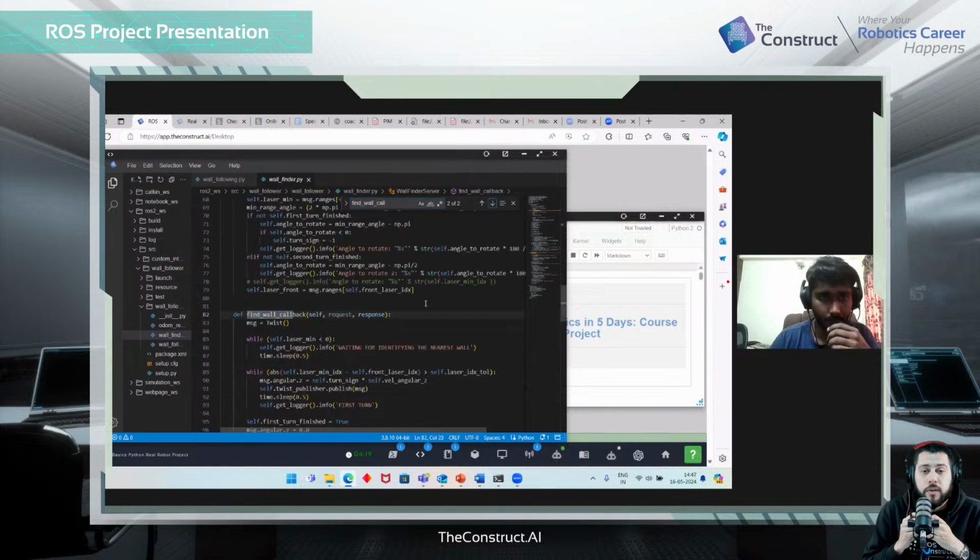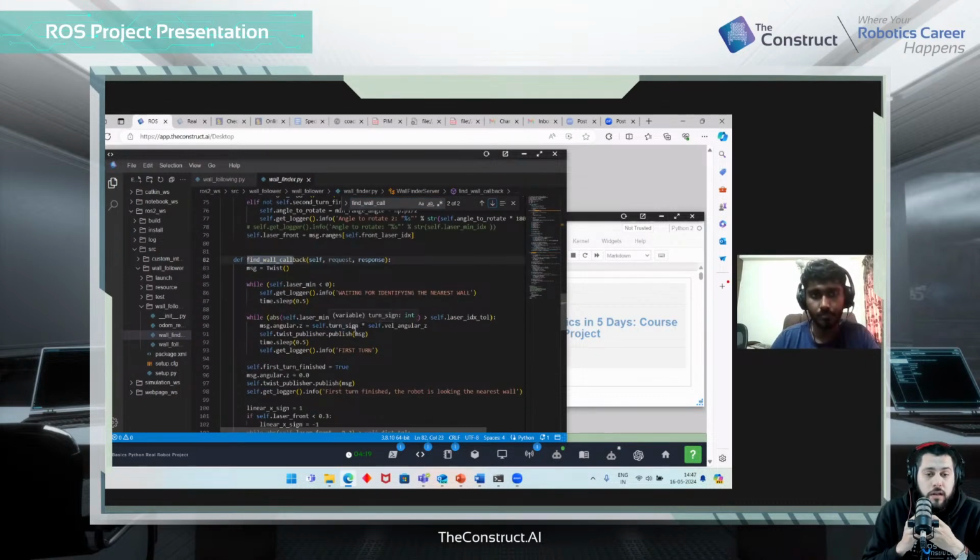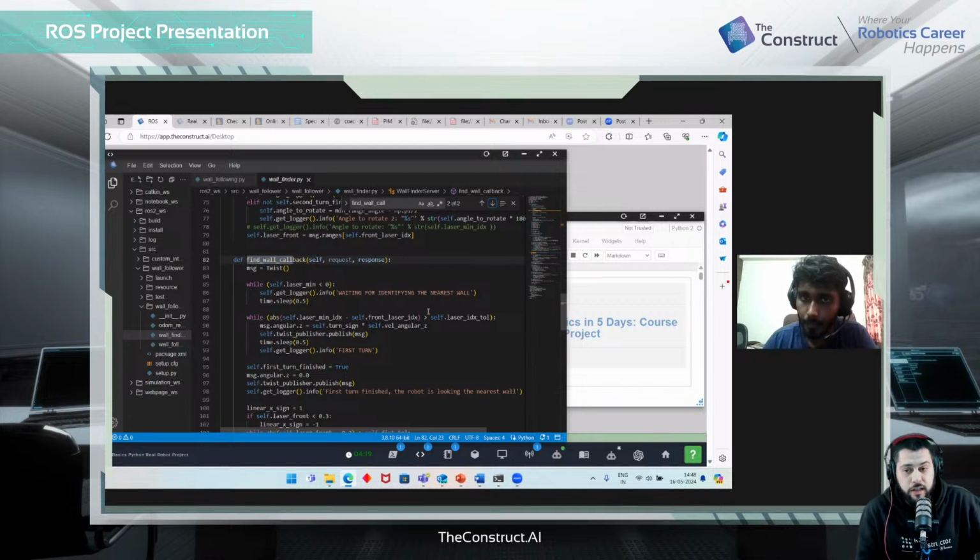So in here, what do we see actually? There's a contradiction from what you told me. You said that the service is for the LiDAR, correct? You said this service was to find the closest wall with the LiDAR.